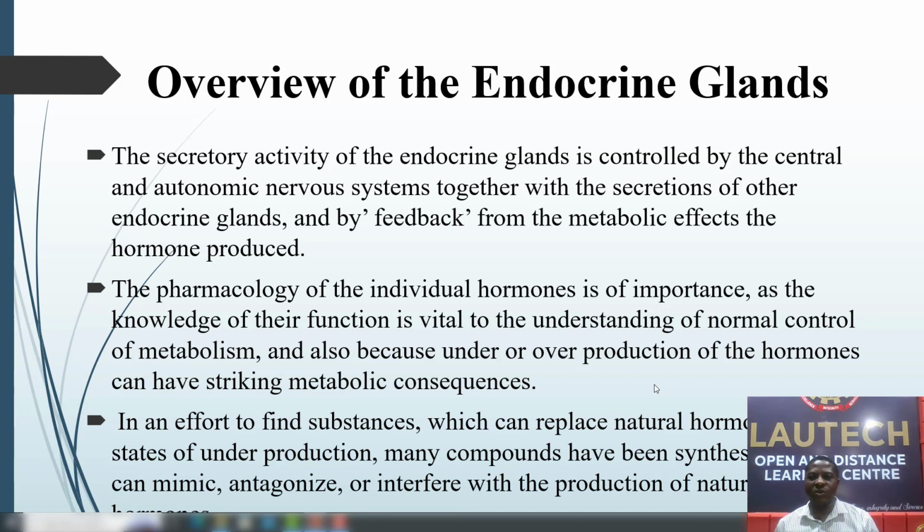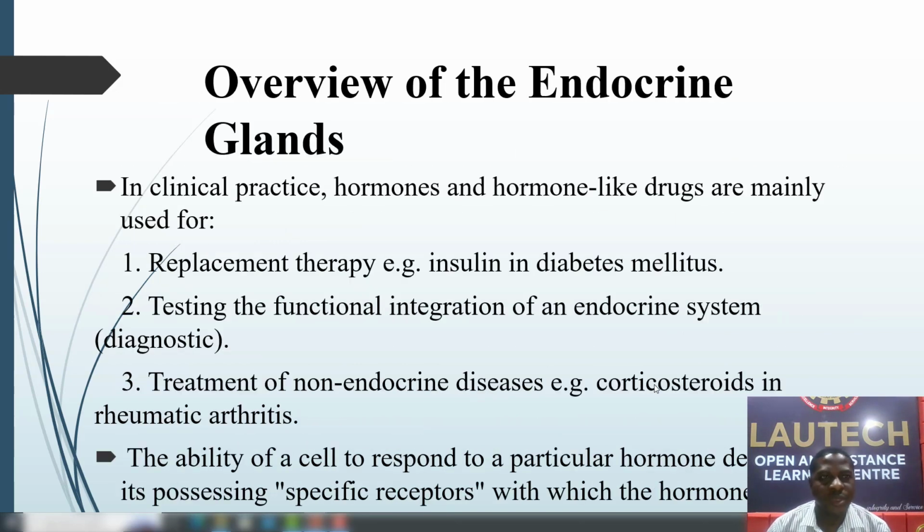Pharmacology of the individual hormones is of importance as the knowledge of their function is vital to the understanding of normal control of metabolism, and also because under or over production of the hormones have striking metabolic consequences. I've been able to explain that. So in an effort to find substances which can replace natural hormones in states of underproduction, many compounds have been synthesized which can mimic, antagonize, or interfere with the production of natural hormones.